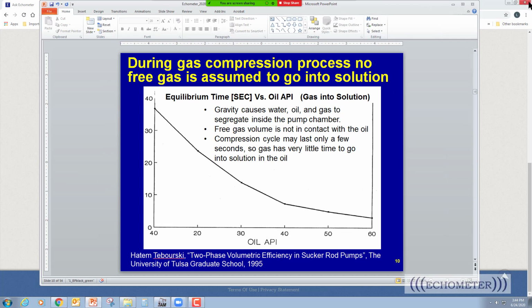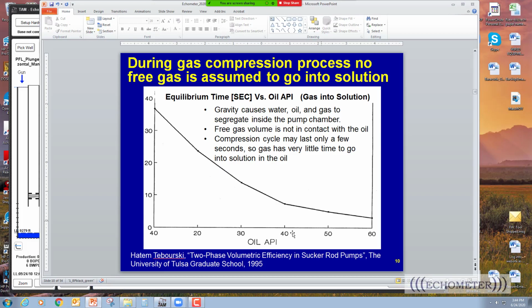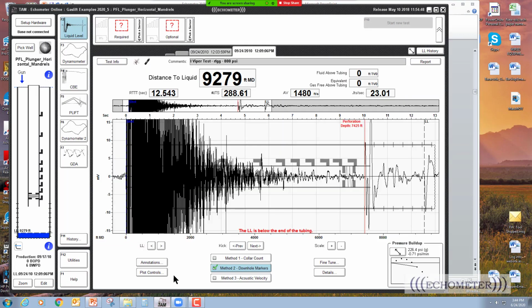And the question is, you said 8 seconds. So if you go across on 8 seconds, then that would be like a 40-degree API oil. And so they are considering that the time for the gas to go into solution should be the time for a whole stroke. So one stroke will last about 8 seconds. Let's go to an example and show that, okay?